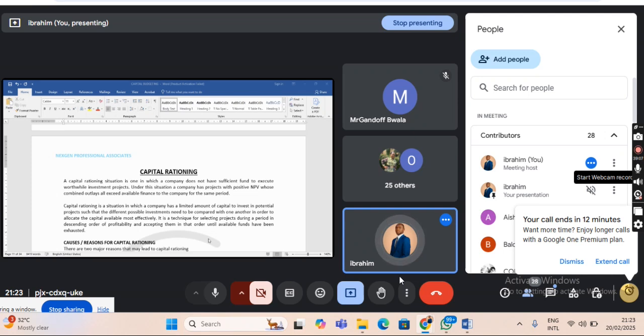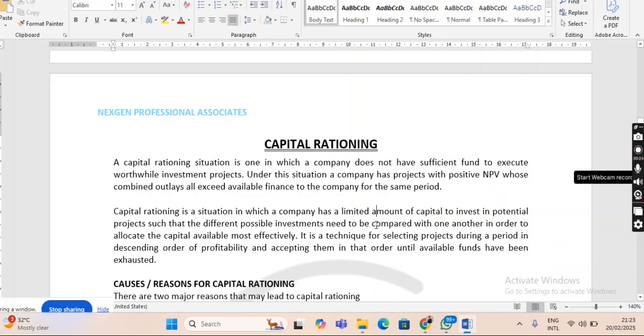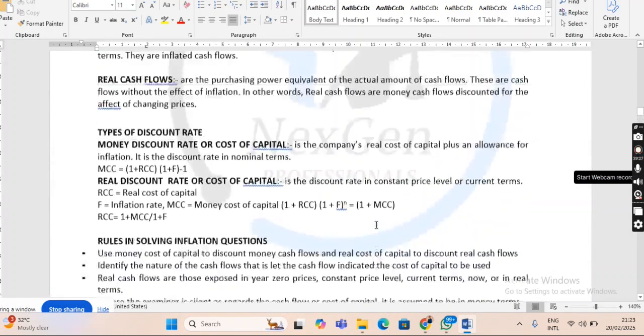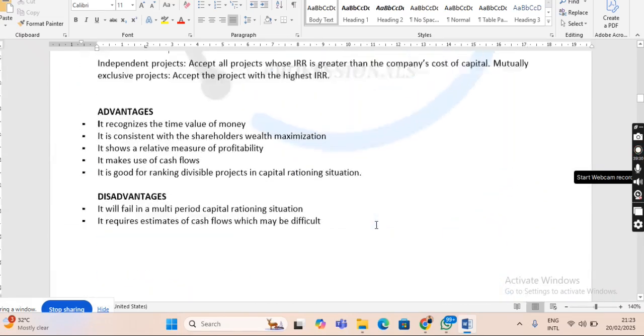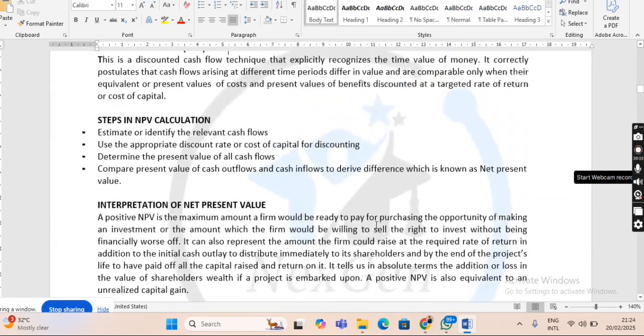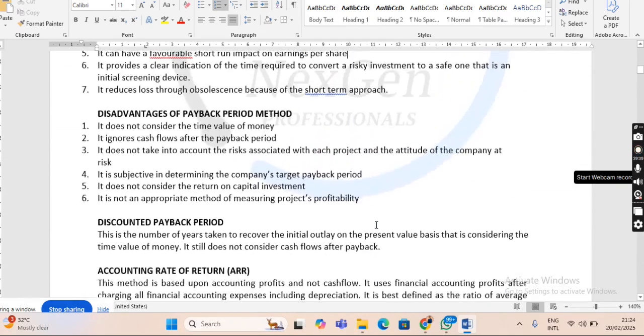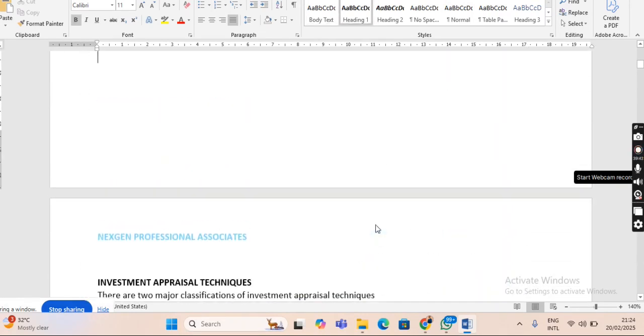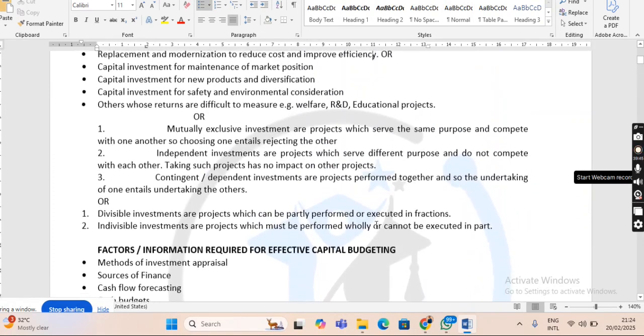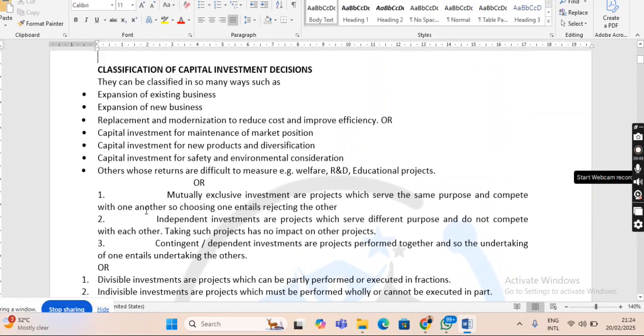Okay, let me look at it this way. Mutually exclusive projects: if I take this, I have to forgo this. That is mutually exclusive. Let me quickly take us back to that page. Now, what is a divisible project? Divisible projects are projects that can be undertaken in parts, in a piecemeal way. All these decisions are under investment decision, right?